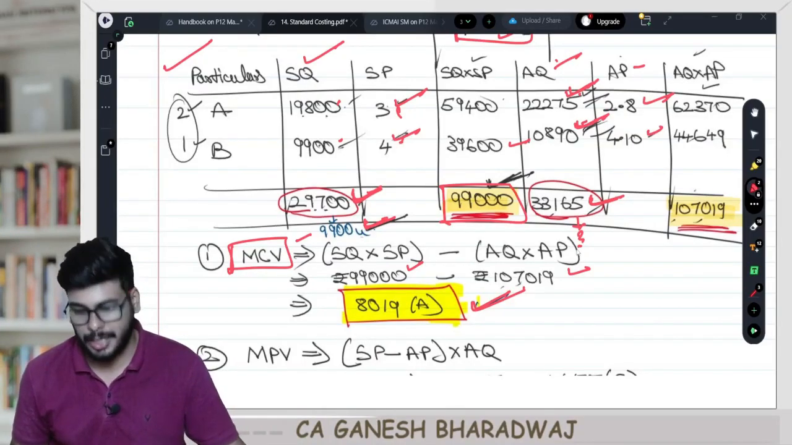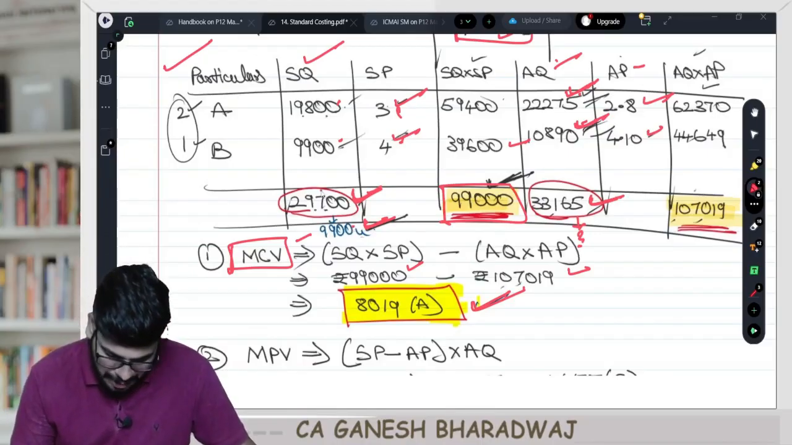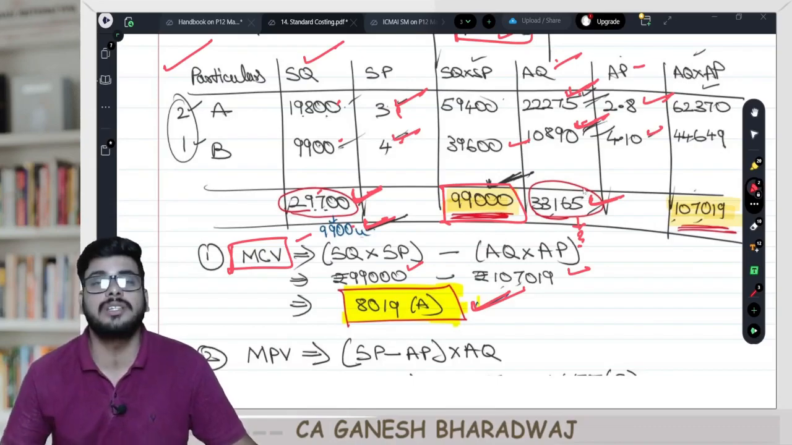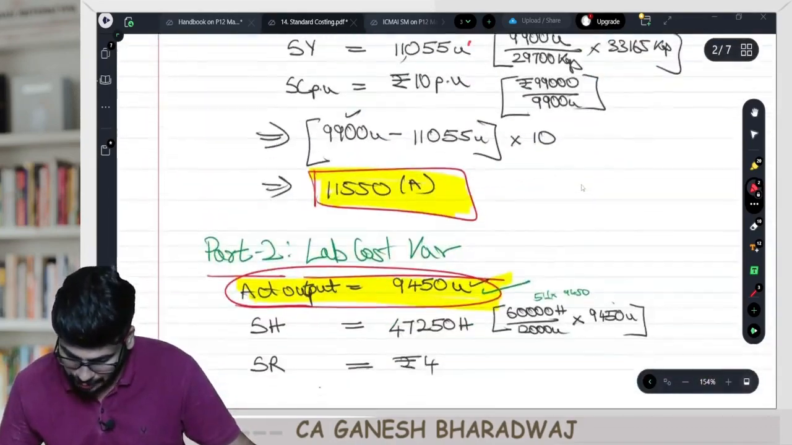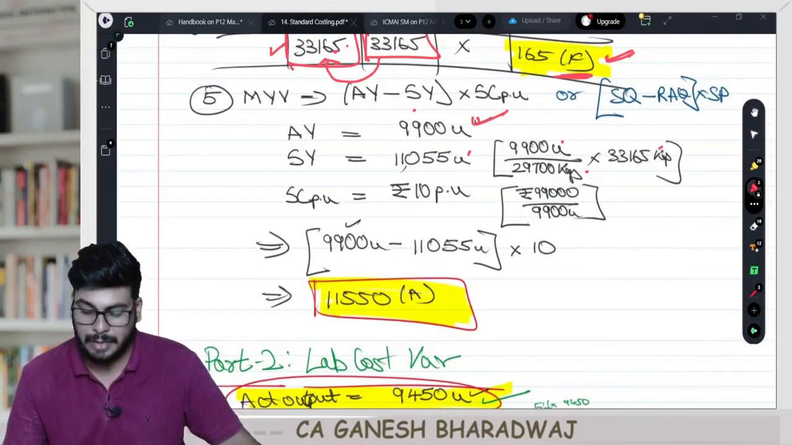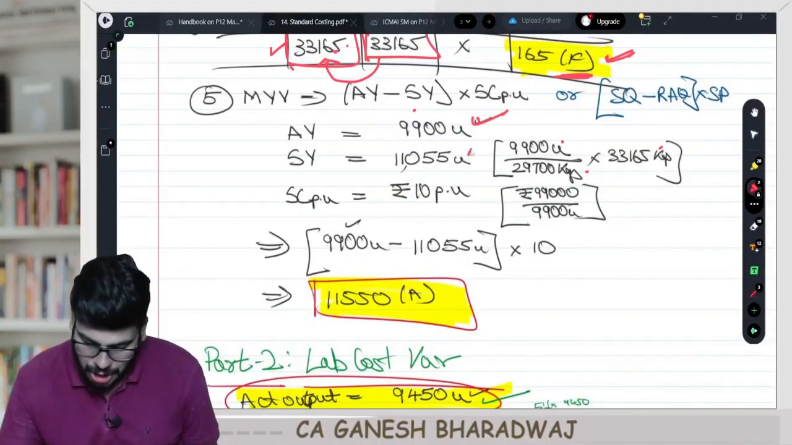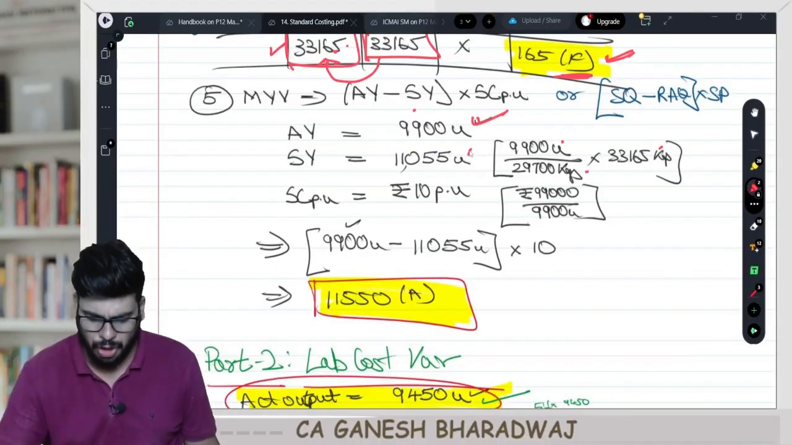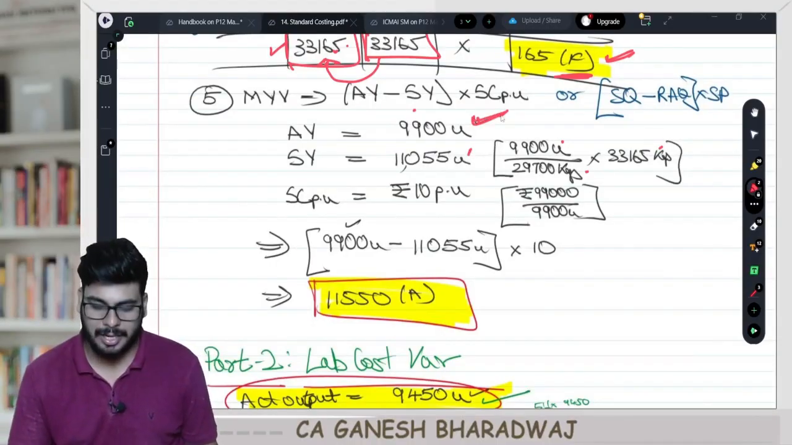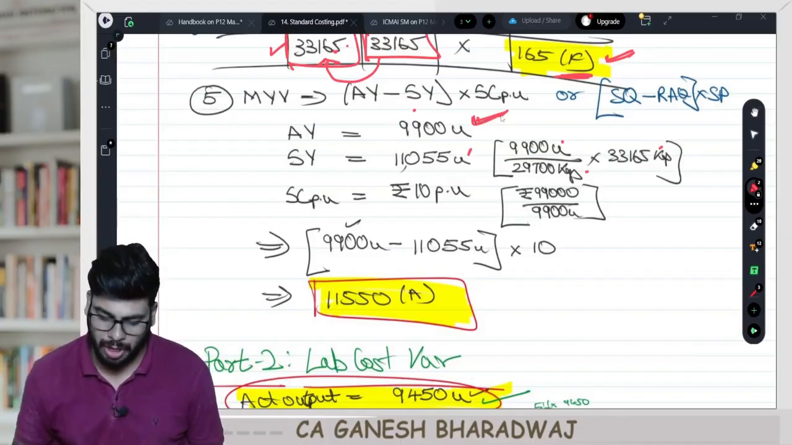How would you do that? Very simple. 9,900 divided by 29,700 into 33,165. That is what we have done here. For the actual input, you should have got an output of 11,055. But you have actually got only 9,900, and every unit of output costs me how much?